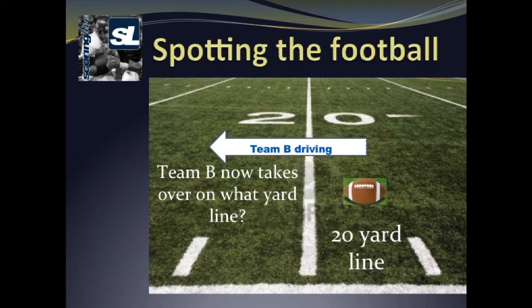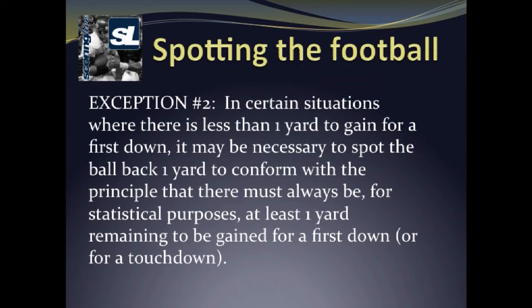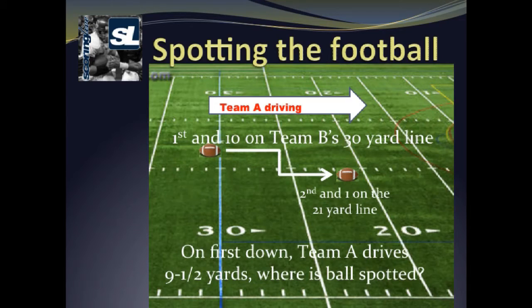Exception number 2. In certain situations where there's less than 1 yard to gain for a first down, it may be necessary to spot the ball back a yard to conform with the principle that there must always be at least 1 yard remaining for a first down. So remember, a first down is always 10 yards, but if you gain just short, you have to statistically account for every yard on the field.